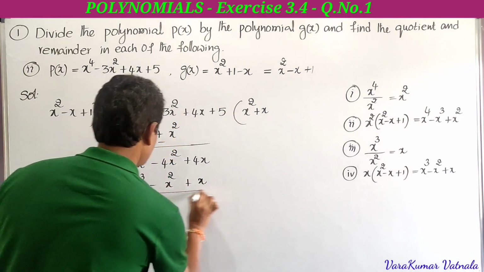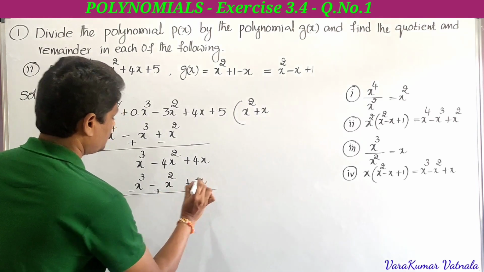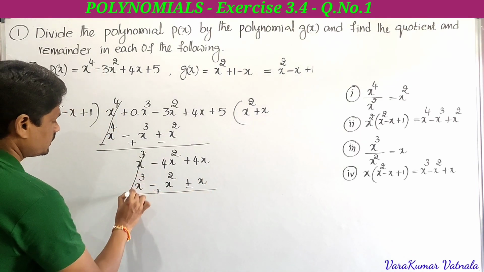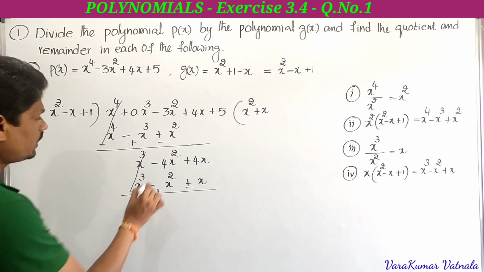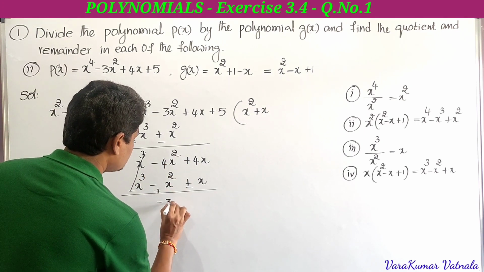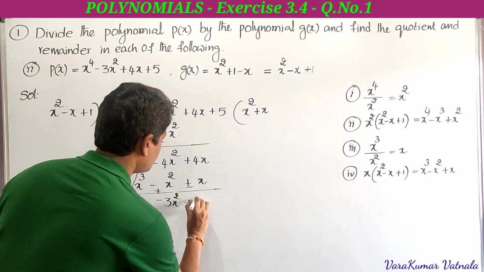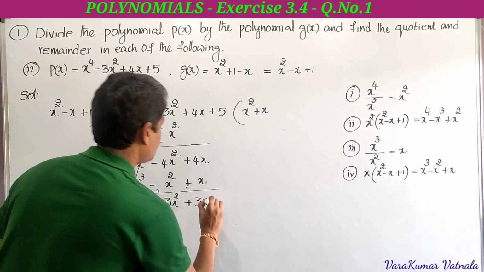So now subtract. Upon subtracting, the signs change: minus becomes plus, plus becomes minus. These two get cancelled, x cube minus x cube. Minus 4x square plus x square, we get minus 3x square. Here plus 4x minus x, we get plus 3x. So take plus 5 here.